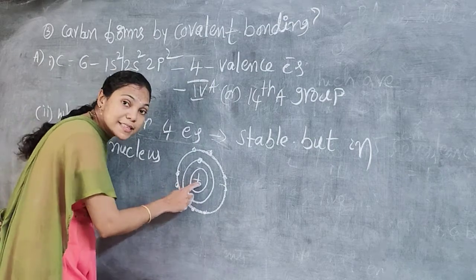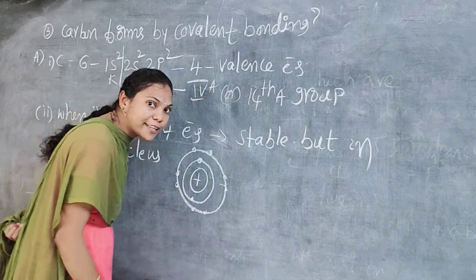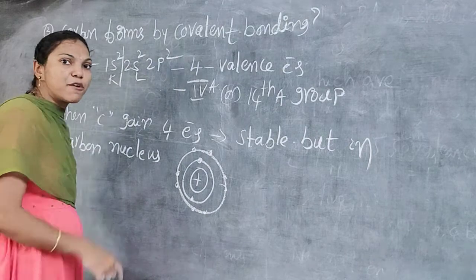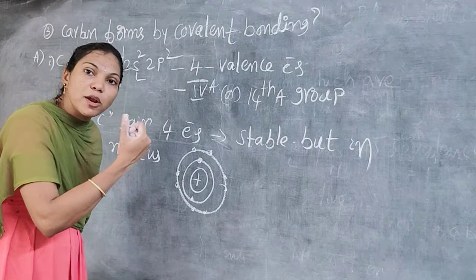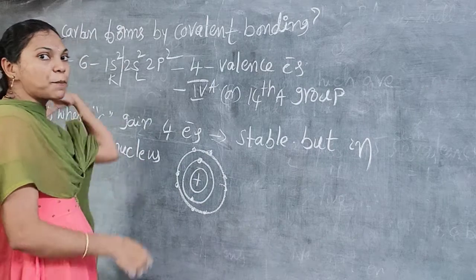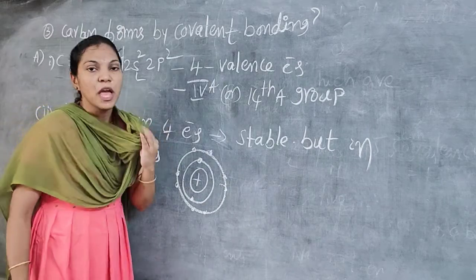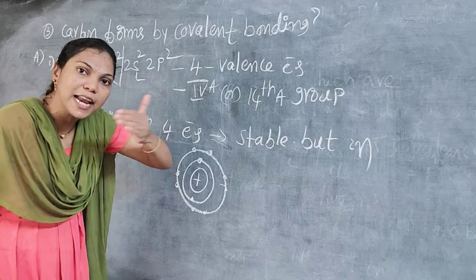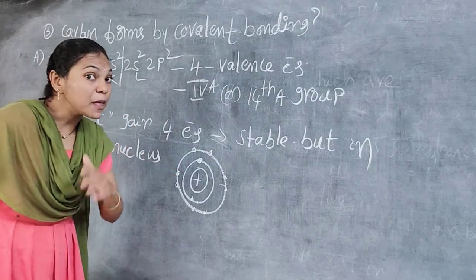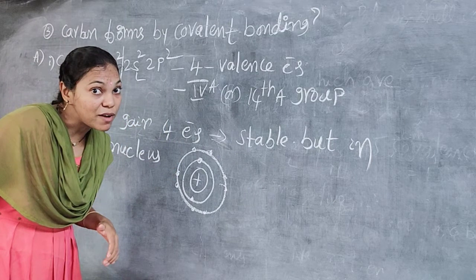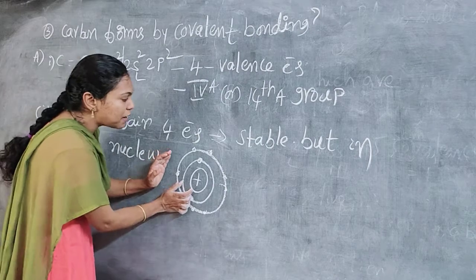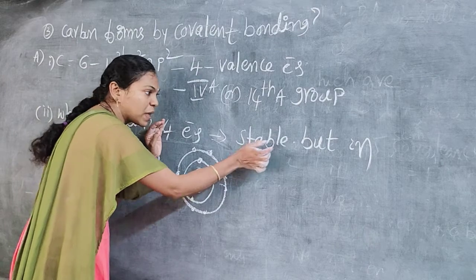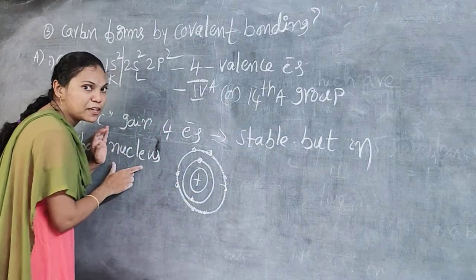But in the nucleus, the number of protons does not increase. I will say already, electrons are gained means only the electron number increases, but not the proton number. If the carbon gained 4 more electrons, it becomes stable, but the protons are inside the nucleus.